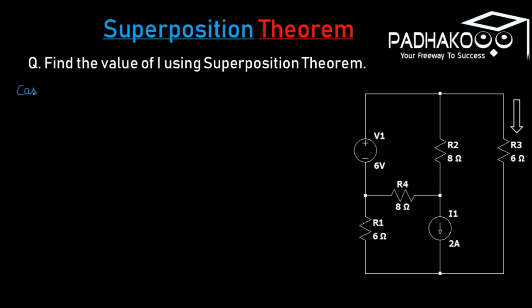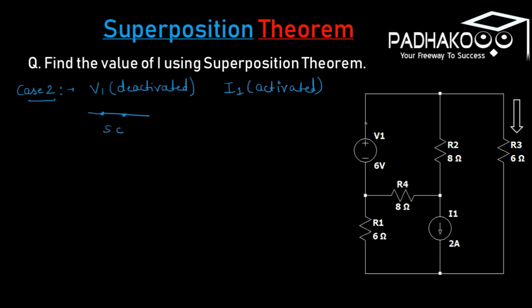Now, talking about case 2. In case 2, we have to activate the current source and deactivate the voltage source. So V1 is deactivated and the I1 source is activated. Now, we have to redraw this circuit again by replacing the voltage source with a short circuit, like this.